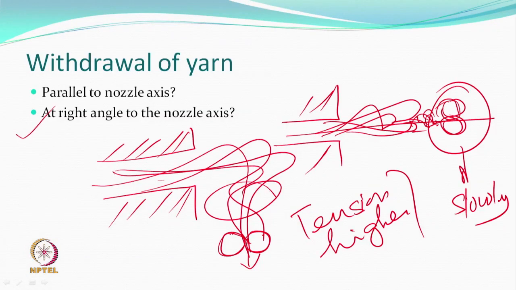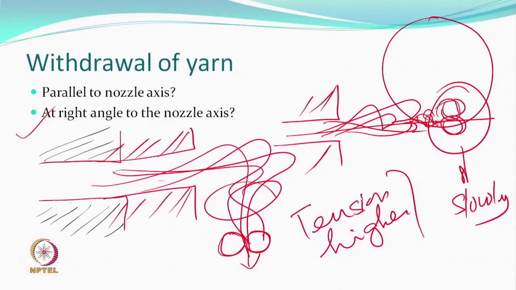And they could find that if you have the take-up at right angles to the nozzle, the withdrawal is at right angle to the nozzle axis, then you just produce yarns which are of better quality and there is hardly any cost. Yarn does not mind which direction you take it up from. Make sense? Simple innovation. So, this is how one can think of.